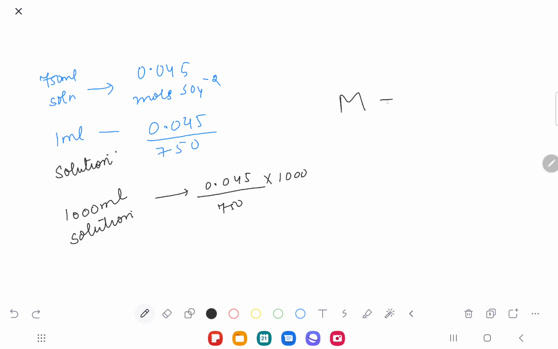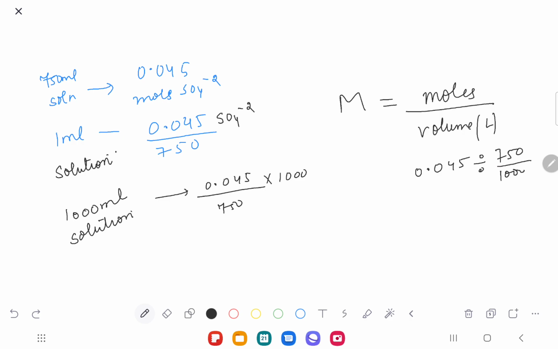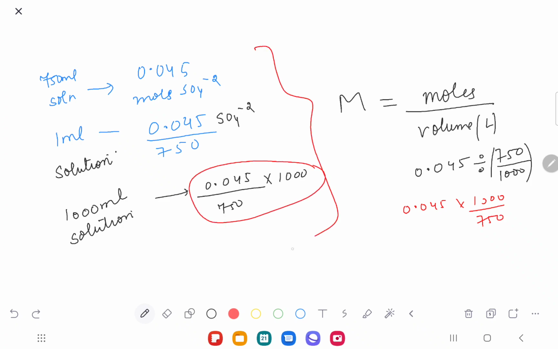The concentration is molarity, right? And what is molarity? Moles over volume in liters. So how many moles of sulfate do you think we have? We have 0.045 divided by, I'm writing it down like this, 750 ml. Could I just divide 750 by 1000 in order to convert that 750 into liters? And now you have 0.045 into 1000 over 750. Don't you think we get the same result as we are doing with the unitary method?